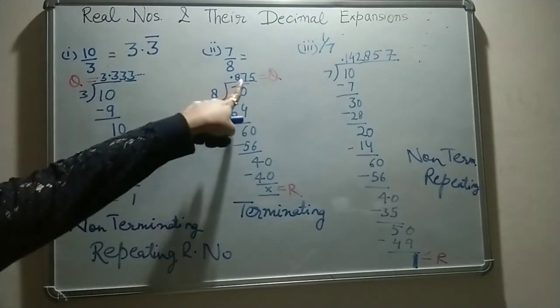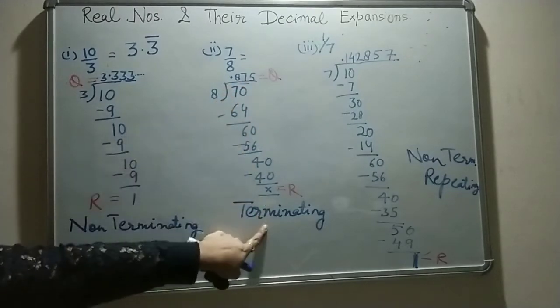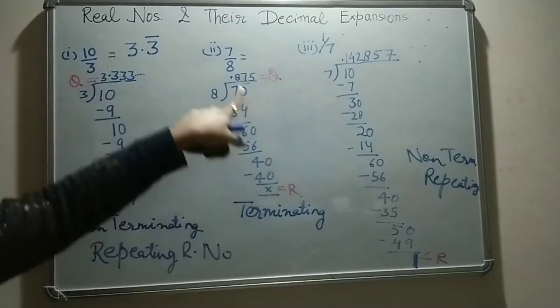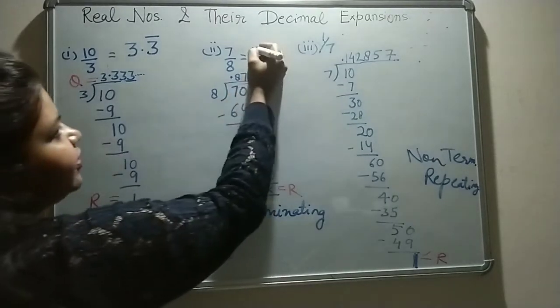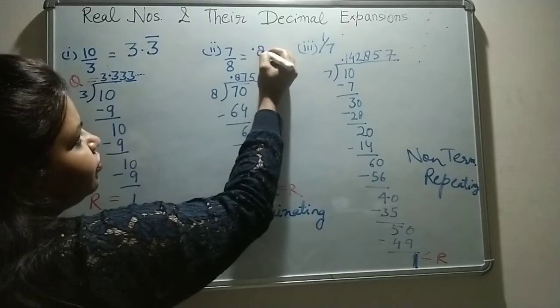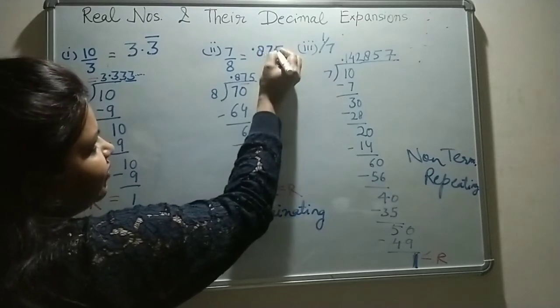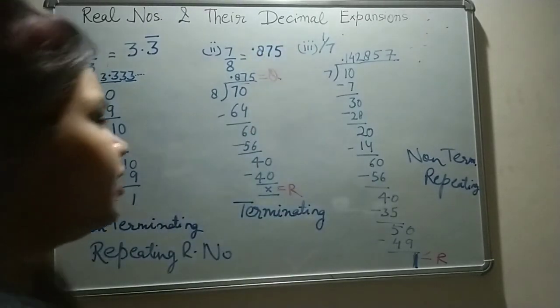Now here the quotient is not repeating, as it's a terminating example. So we will simply write it down. 7 by 8 is equal to 0.875.